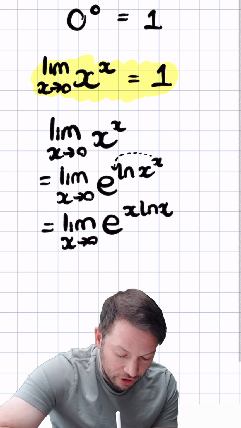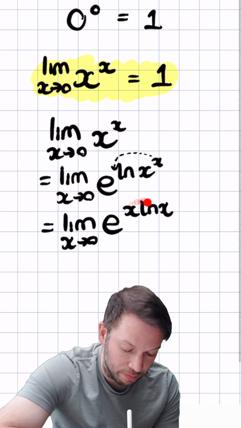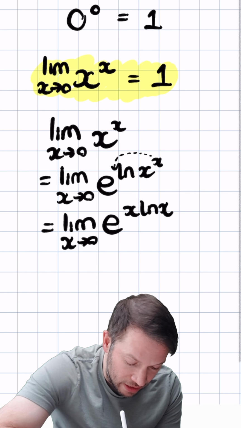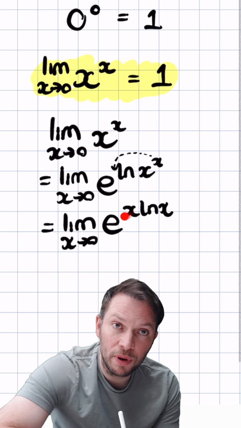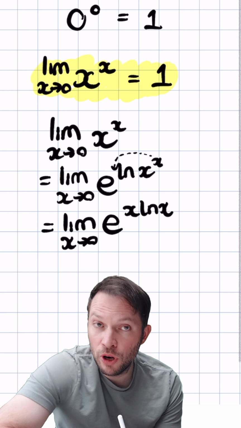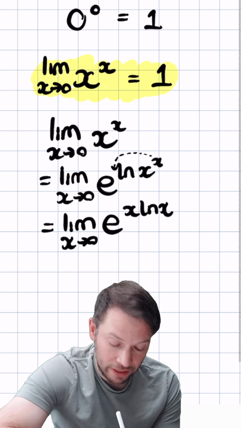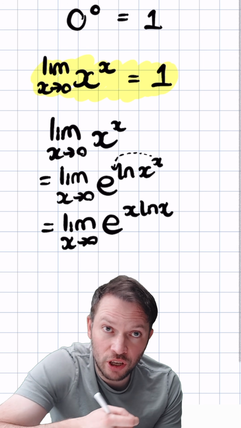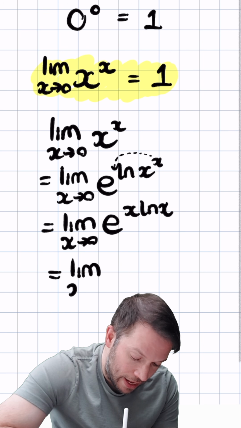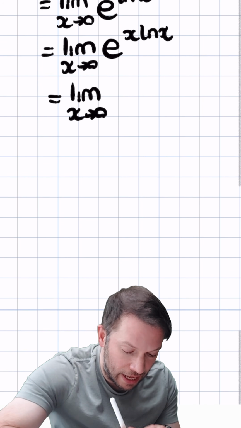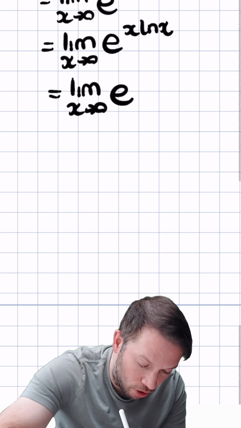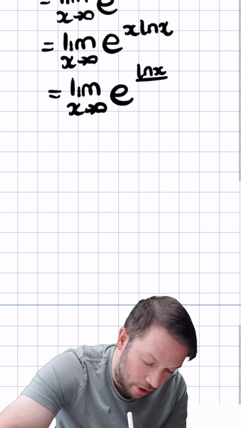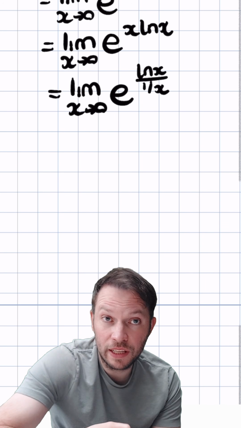Now, if we were to substitute x as 0 into this expression here, the problem is that we end up with 0 multiplied by ln of 0. Now, ln of 0 is negative infinity. So we end up with 0 times infinity, which was one of those indeterminate forms that we saw earlier. So the fix is to rewrite this as e to the power of ln x over 1 over x. That's still the same thing.